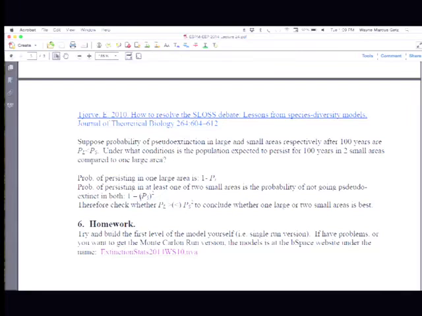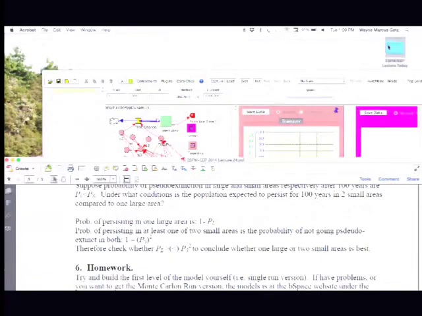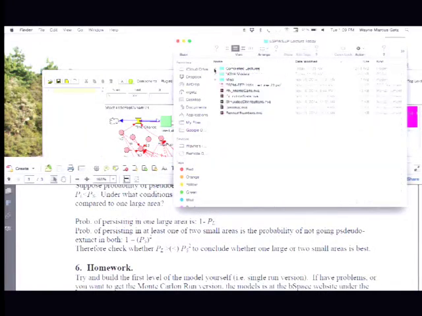1 minus ps squared. And if it was a ps1 and a ps2, you'd multiply them together. So therefore, you can check this relationship to see which one gives you the best value, which one gives you the greatest probability of survival. So your homework is to build a model that looks at this problem. And let's go and open your homework assignment.